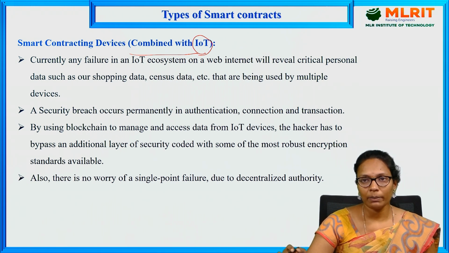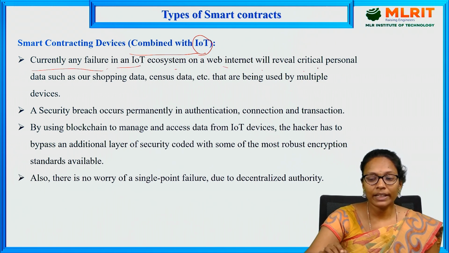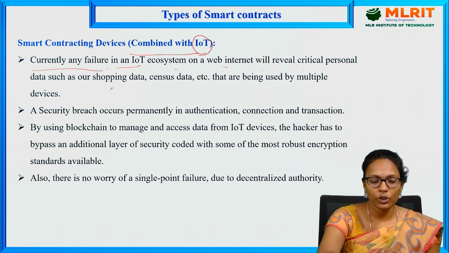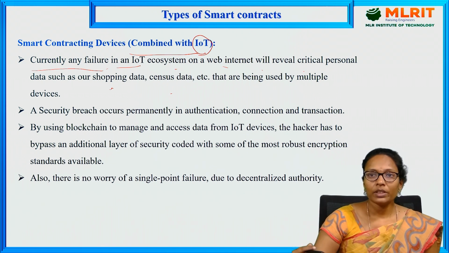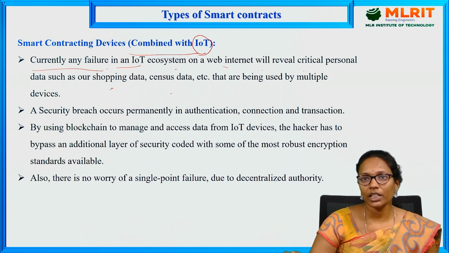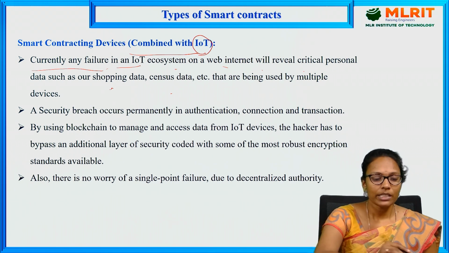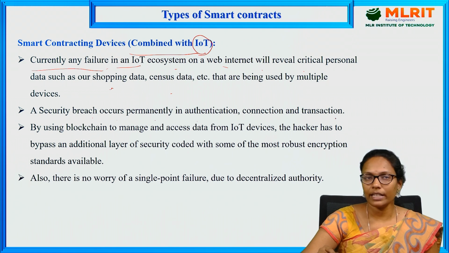Currently, any failure in the IoT ecosystem on the internet will reveal critical personal data such as our shopping data, census data, etc. They are being used by multiple devices. Whatever you are using inside IoT, everything will be stored and saved, so that data can be shared with others also. That is the security problem with IoT. A security breach occurs permanently in authentication, connection and transaction. Whenever you use IoT, you will get this problem.